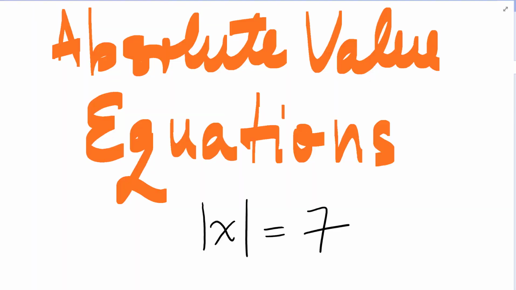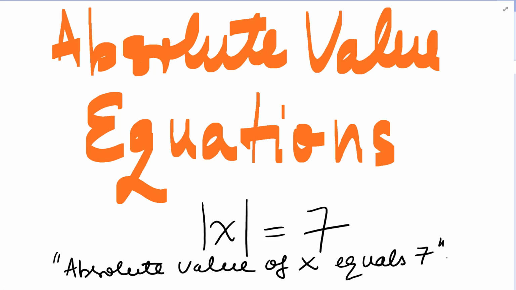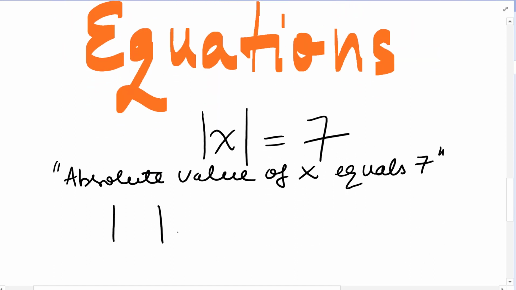In this video, we'll talk about absolute value equations, and they look something like the one that I just wrote. We read it: absolute value of x equals 7. Those straight bars represent the absolute value, and it's a function, so it's applied to something. You are never gonna see just these two bars without anything in between them.